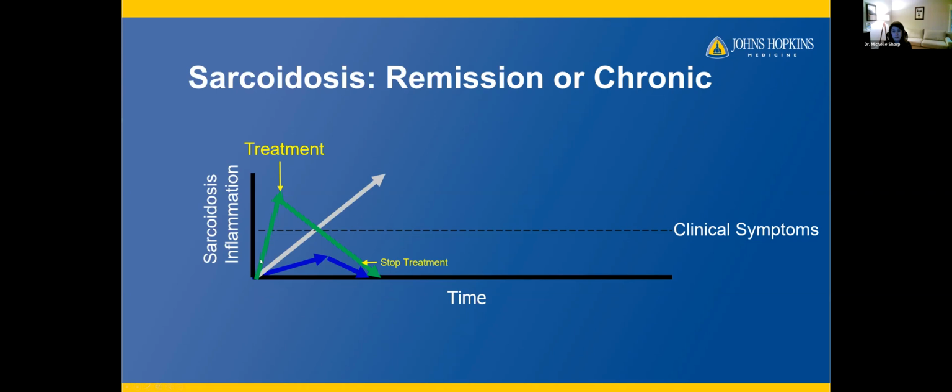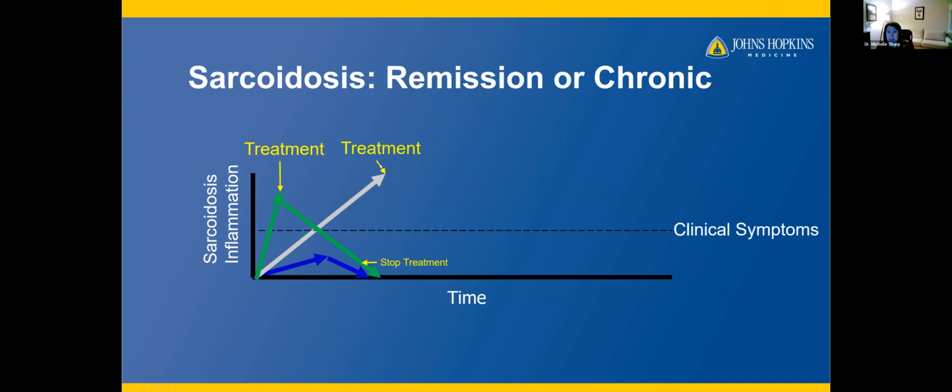And so again, you'll notice that each person, each arrow or color is supposed to demonstrate a different patient. Their amount and rate of inflammation growth is a little bit different. And that's part of why sarcoidosis is so interesting and also challenging, is that each patient's inflammation might grow at a different rate, but they become symptomatic and they seek medical care.